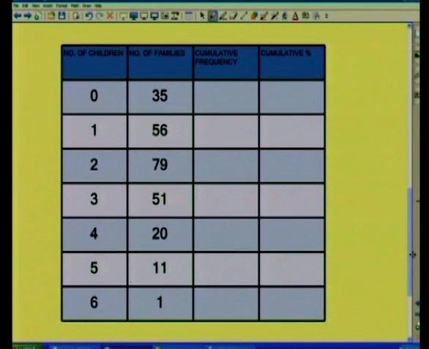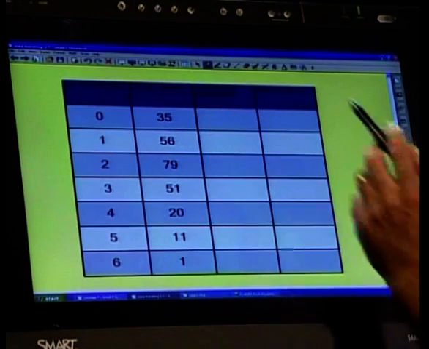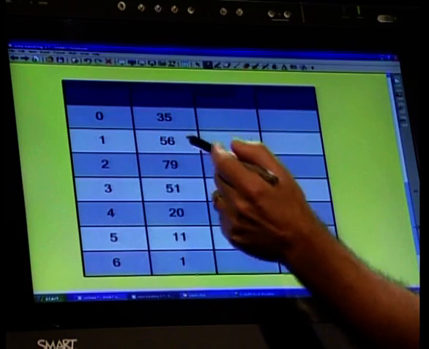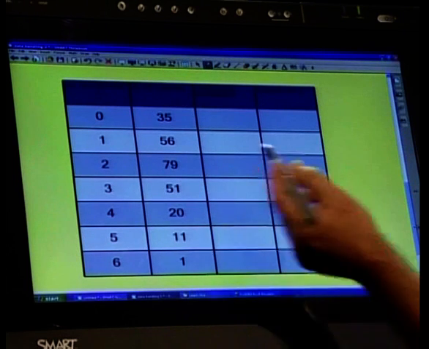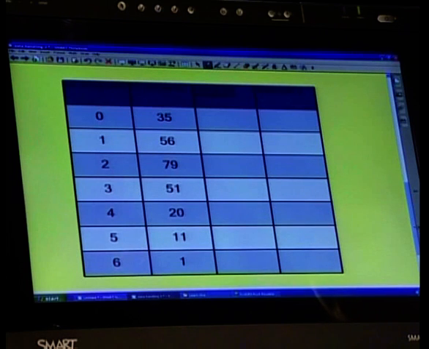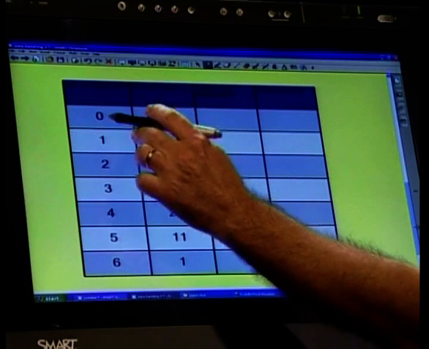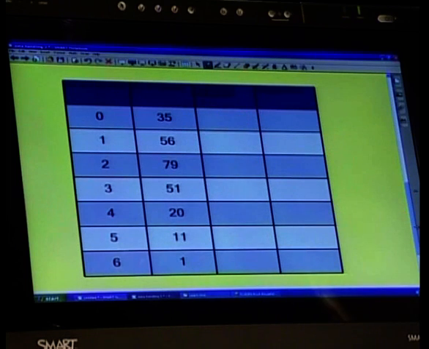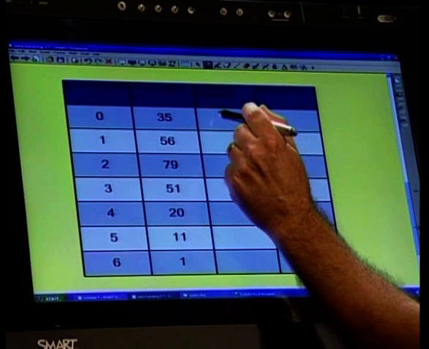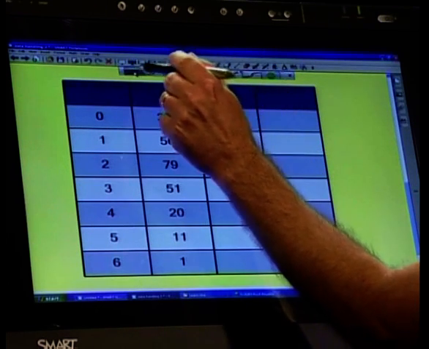So let's take our previous example with the number of children and the number of families that have these children. Remember, we had 0 children, there were 35 families. 1 child in the family, there were 56 families like that. And so on down to the bottom where we had 6 children and only 1 family had that. To calculate the cumulative frequency, frequency meaning the number of times that data sample appears. In our first case, 0 appeared 35 times. That's the frequency. So to start with, we've got a 35 over here.